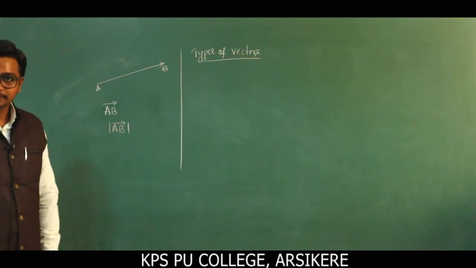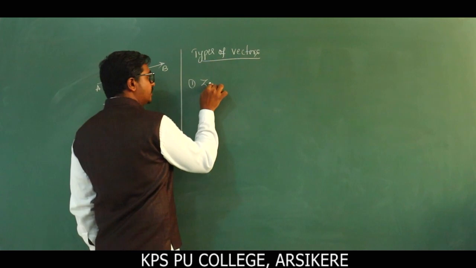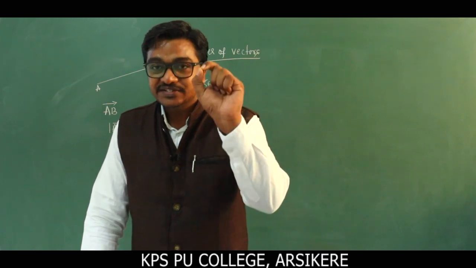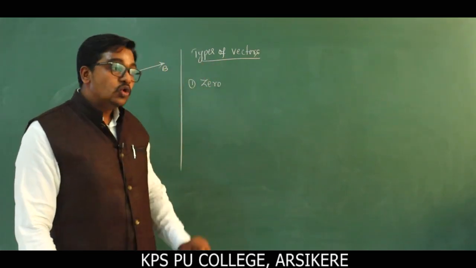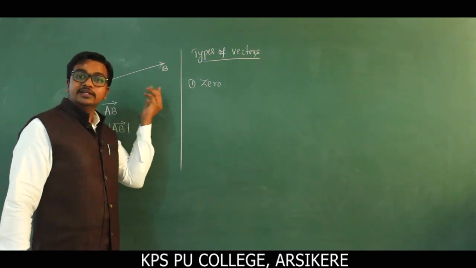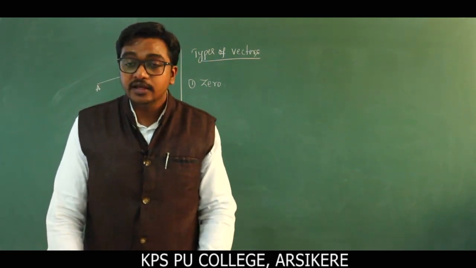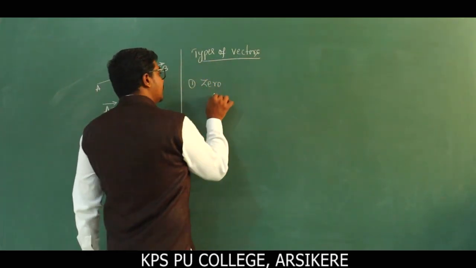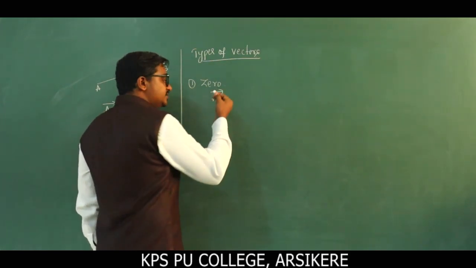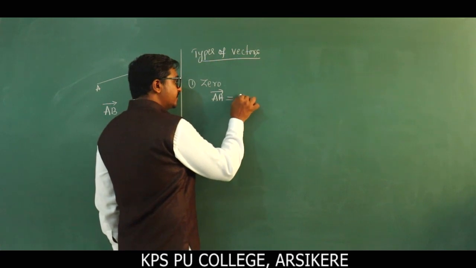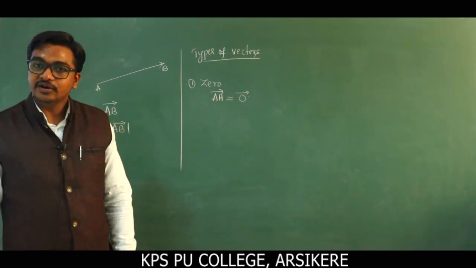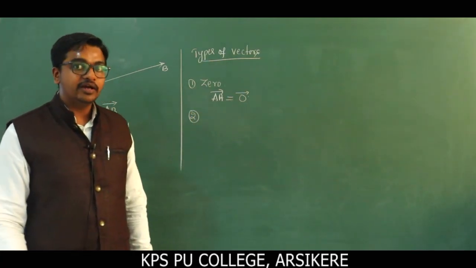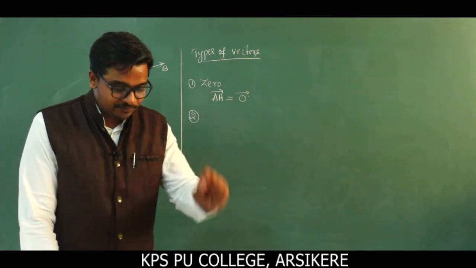Types of vectors. First and foremost is the zero vector. A vector whose magnitude is 0 is called a zero vector. Whose magnitude is 0 means the length of the line segment is 0, so the initial point as well as the terminal point are the same. So this is AA. This is the zero vector here. We have a special notation for this. Zero vector is also called the null vector, whose magnitude is 0.